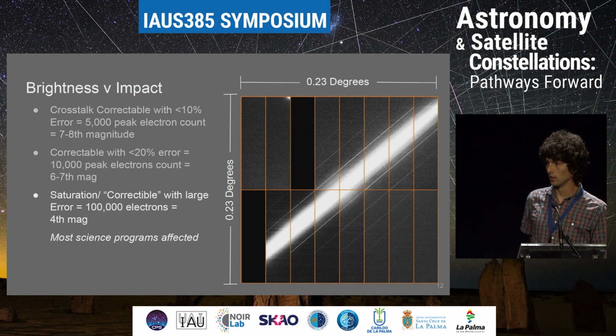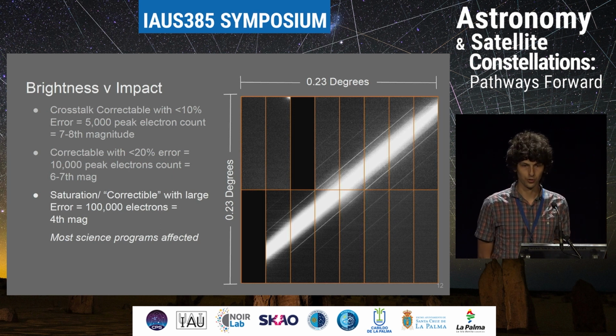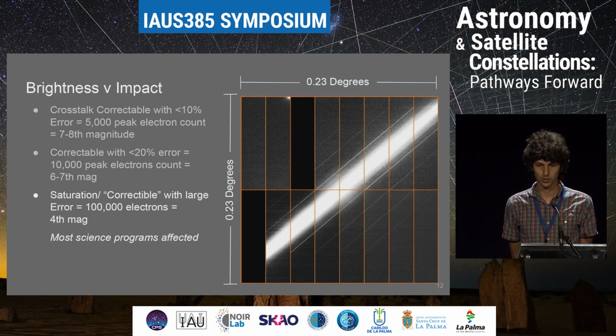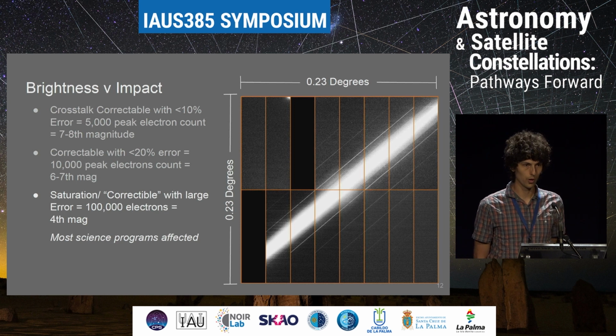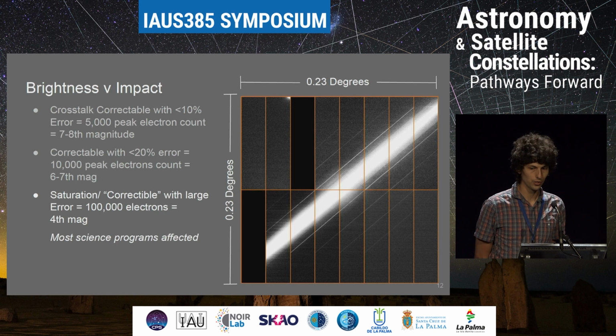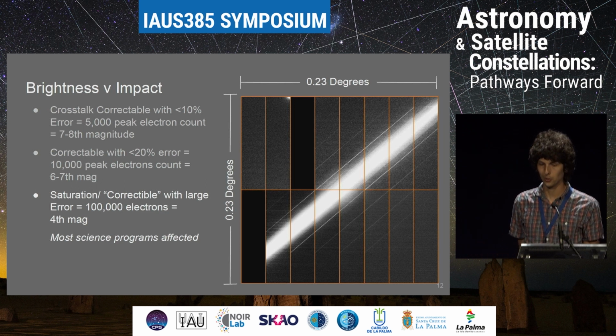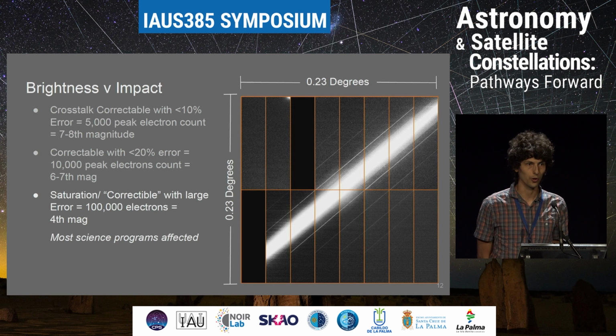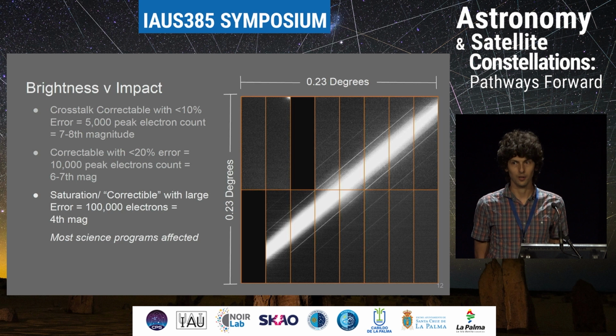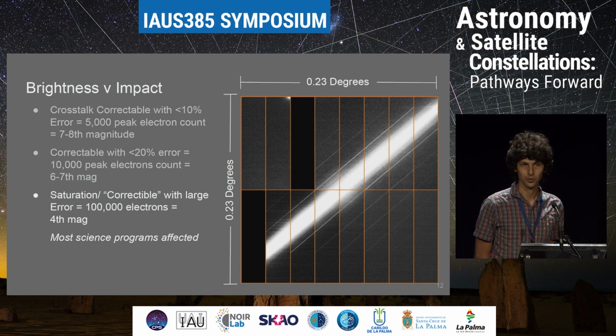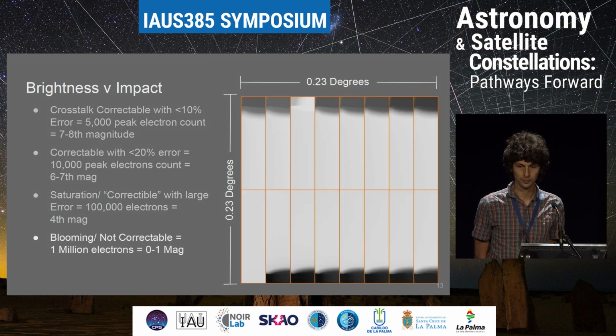So beyond that is when our CCD starts to saturate, which means it can't take in any more electrons for a given pixel. So this is quote-unquote correctable, but how trustworthy is your data if it has more and more error? So that's somewhere in the 100,000 electron range, which is somewhere around the 4th magnitude. And at that point, most of our science programs will be affected. So we really hope that we don't get that bright. If we can keep it in the 6th to 7th magnitude range or fainter, that's optimal.